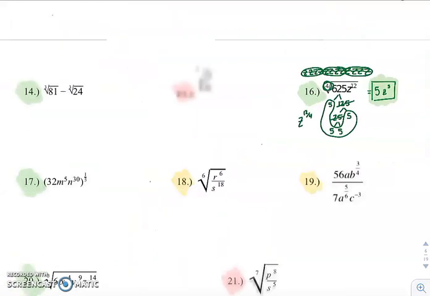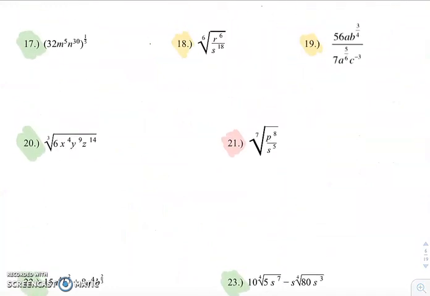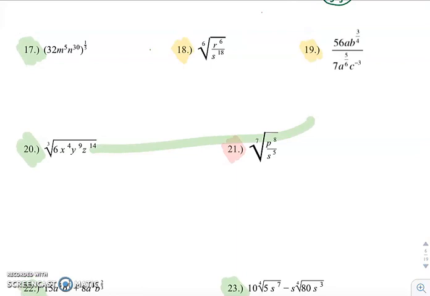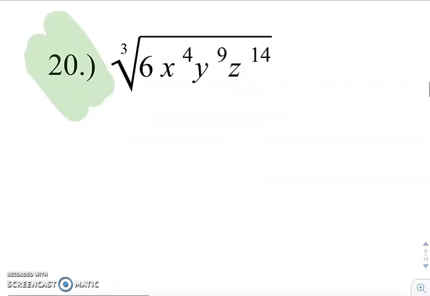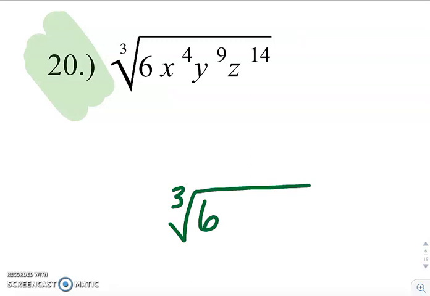Let's look at two more, 20 and then 17. The cube root of 6x to the 4th, y to the 9th, z to the 14th. You can't take the cube root of 6. It would just be 2 times 3. There's no perfect cube in there, so that 6 is just going to stay underneath. What about the cube root of x to the 4th? How many times does 3 go into 4? 1 time with 1 remaining.